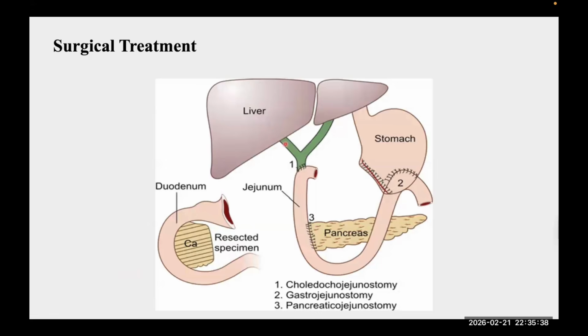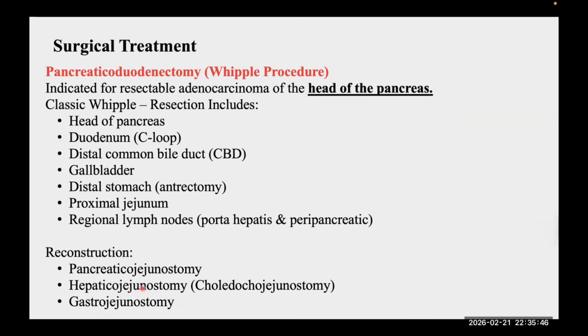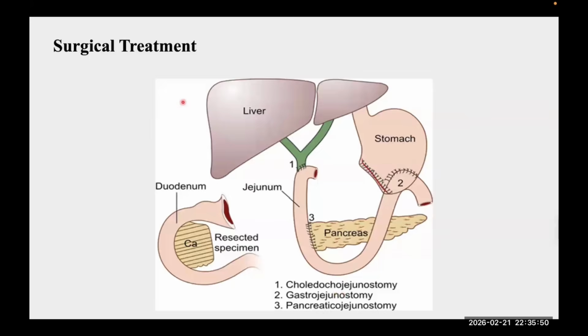And then this common bile duct will also be attached to the jejunum, and that's what we call the choledochojejunostomy or hepaticojejunostomy. You can use these words interchangeably in the Whipple procedure.